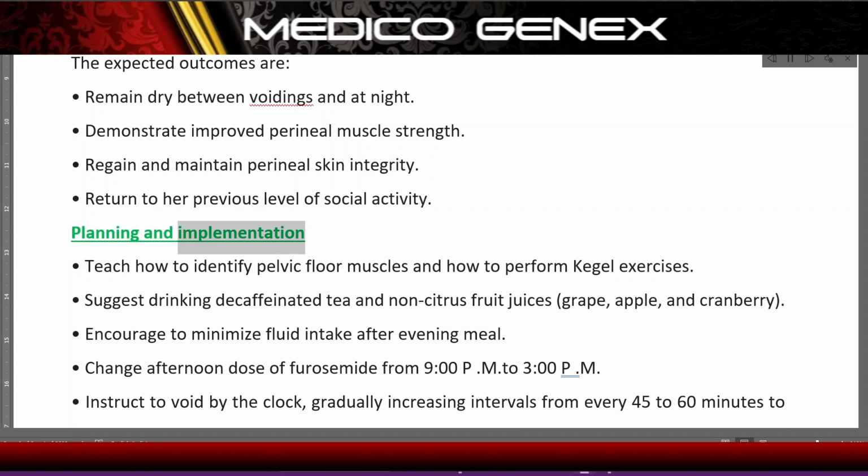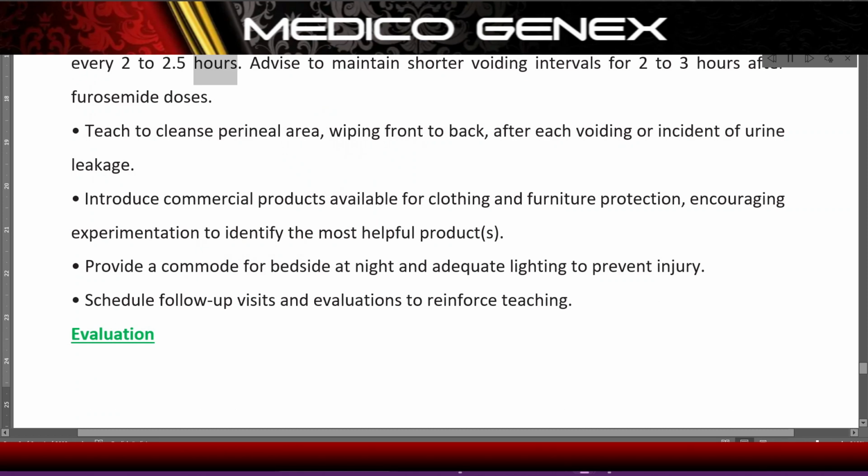Planning and implementation. Teach how to identify pelvic floor muscles and how to perform Kegel exercises. Suggest drinking decaffeinated tea and non-citrus fruit juices: grape, apple, and cranberry. Encourage to minimize fluid intake after the evening meal. Change the afternoon dose of furosemide from 9 o'clock p.m. to 3 o'clock p.m. Instruct to void by the clock, gradually increasing intervals from every 45 to 60 minutes to every 2 to 2.5 hours. Advise to maintain shorter voiding intervals for 2 to 3 hours after furosemide doses.